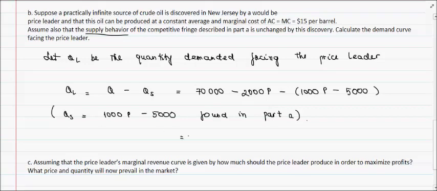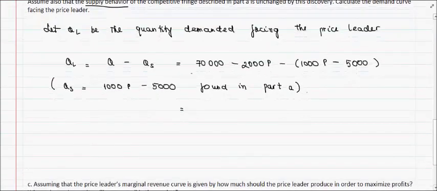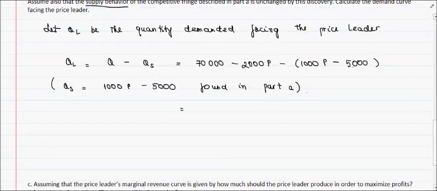So the difference that is going to be supplied by the new price leader is 70,000 plus 5,000, so that's 75,000, and 2,000 minus 3,000 is going to be negative 3,000 P. So QL equals 75,000 minus 3,000 P. This is the difference between the quantity demanded and the quantity supplied in the market, and so it is the quantity demanded facing the price leader.